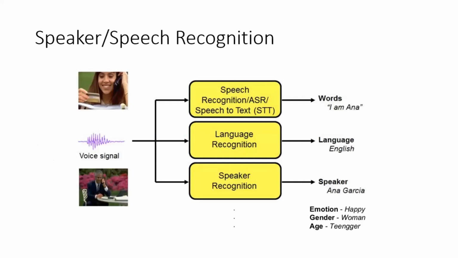So let's start with a more simple task like speaker recognition. So what is speaker recognition? Let's distinguish first between speaker and speech recognition. If we have input voice signal and we want to know the identity of the speaker or some characteristic of this speaker like emotion or gender, we call this task speaker recognition. If we want to extract some linguistic features, we talk about speech recognition or automatic speech recognition.